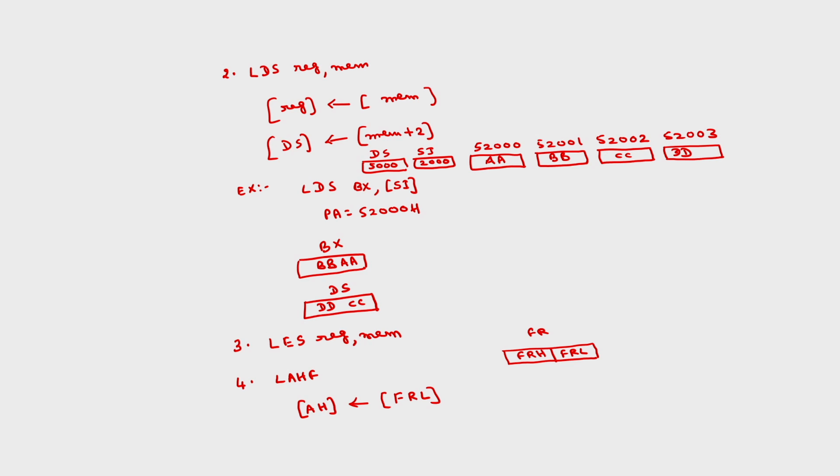One is the effective address can be loaded, second one is the data segment can be loaded along with some register, the extra segment along with some register, and then the flag register contents. In many cases we need to check the contents of the flag register, that will be loaded into AH.